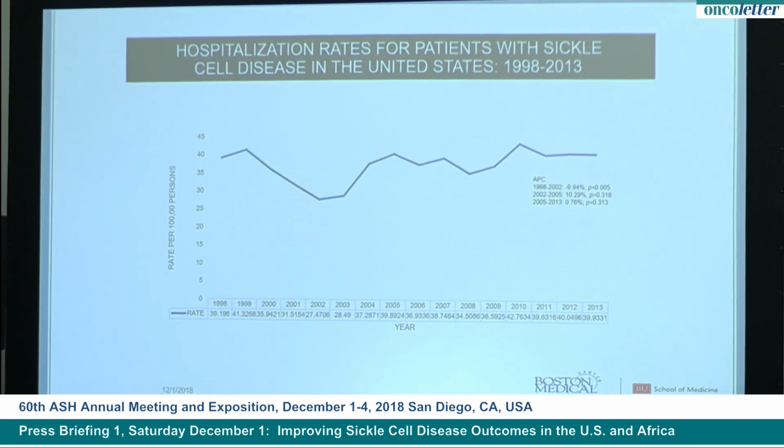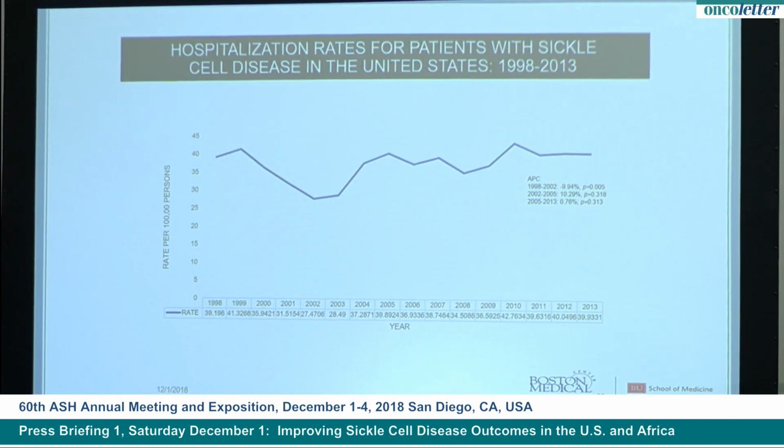So we looked at hospitalization rates as well as opioid inpatient-related mortality in the general population as well as among individuals with sickle cell disease hospitalized in the United States over a 16-year period from 1998 to the year 2013.